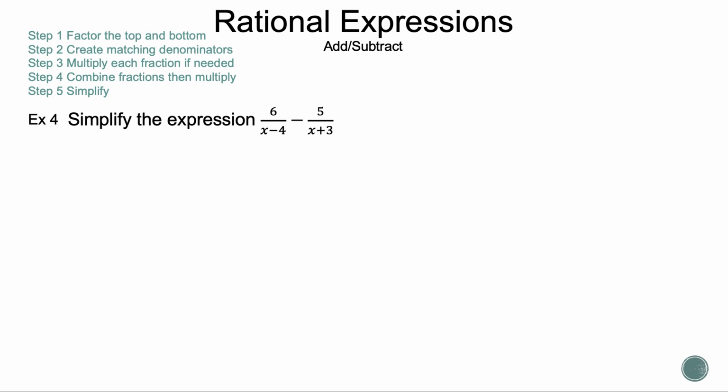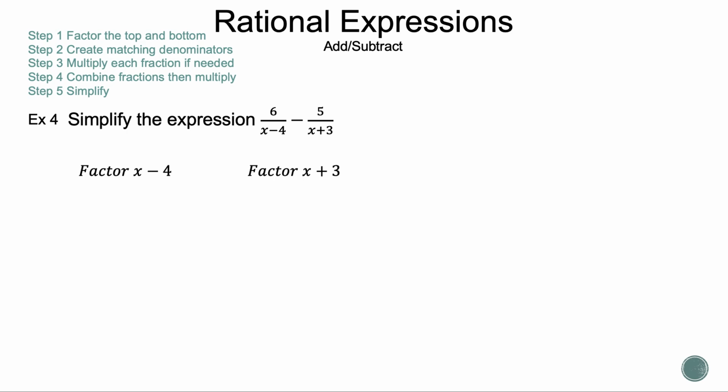Now, let's read the question. Simplify the expression 6 over x minus 4 minus 5 over x plus 3. First, let's find the factors of the numerators and the denominators. For the numerators, we have 6 and 5. 5 is prime, and 6 is factored enough in this case. If you know how to factor 6, put it in the comments below.